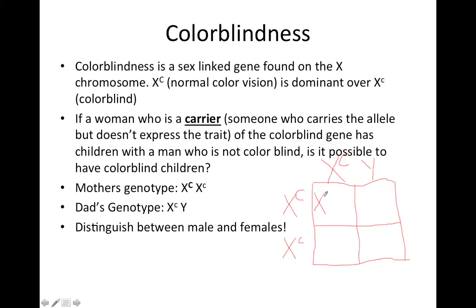First, we cross and we get the X capital C, X capital C. Okay, the next cross, we have an X capital C and a Y. The next one, we have an X capital C, X lowercase c. So this is a female that is a carrier. And then we also have X lowercase c, Y. So in this offspring here, we'll see colorblind males. This here, she's a carrier.